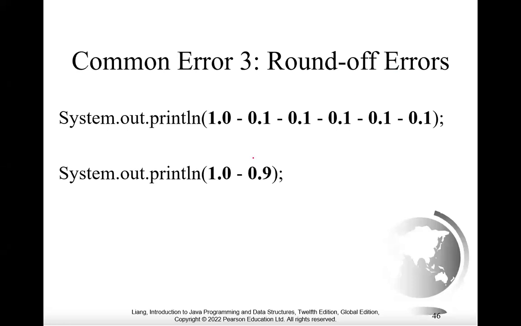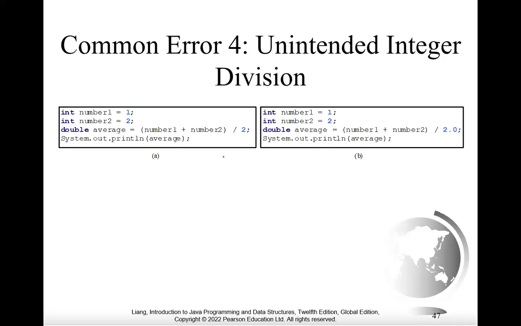Round-off error. The result of your evaluation produces a number of decimal places that exceeds what can be represented. So it provides something that is different from the real answer. Okay, unintended integer division is this. You're dividing by 2. So the result is going to be 2. It's going to be an integer because you are operating on integers. Whereas you were hoping that the result would be a double.